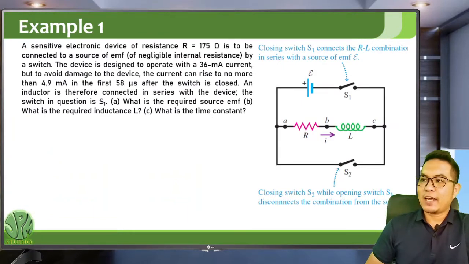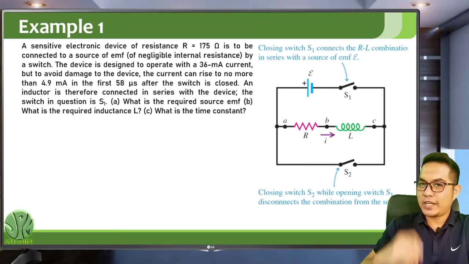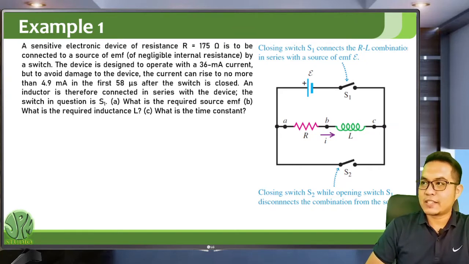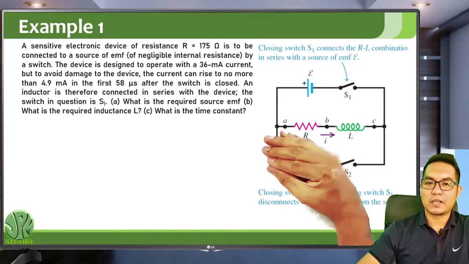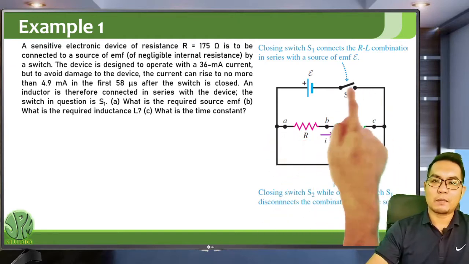A sensitive electronic device of resistance R equal to 175 ohms is to be connected to a source of EMF by a switch. The device is designed to operate with a 36 milliampere current, but to avoid damage to the device, the current can rise to no more than 4.9 milliamperes in the first 58 microseconds. So an inductor is therefore connected in series with the device. The switch in question is S1. So we don't bother with the lower part of the circuit for this problem, only the upper part.